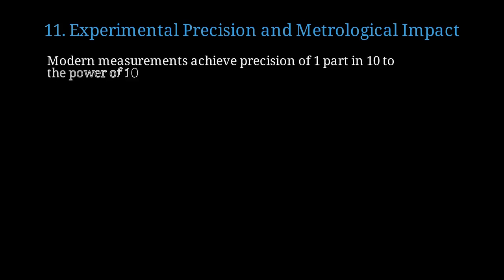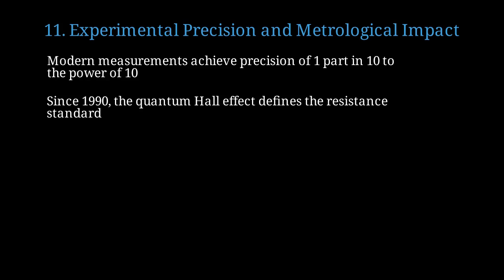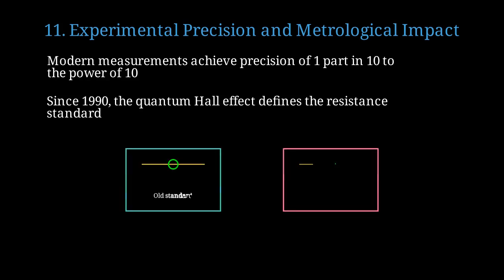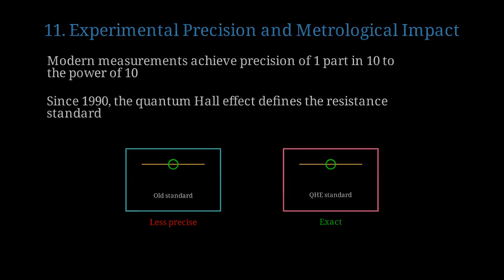The extraordinary precision of the quantum Hall effect has had profound practical implications. Modern quantum Hall measurements can achieve precision better than 1 part in 10 billion. Since 1990, the quantum Hall effect has been used to define the International Resistance Standard. The quantum Hall resistance standard replaced older standards because of its exactness, reproducibility, and fundamental connection to universal constants.